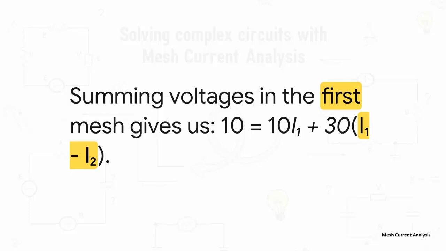Now for step 2, let's apply Kirchhoff's voltage law to that first loop. The law says that the voltage supplied by the battery, that's 10 volts, has to equal the voltage dropped by the resistors.